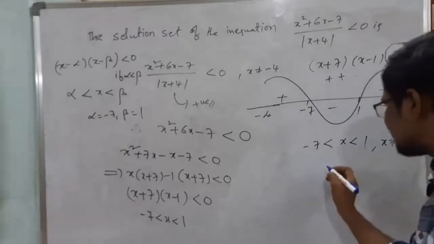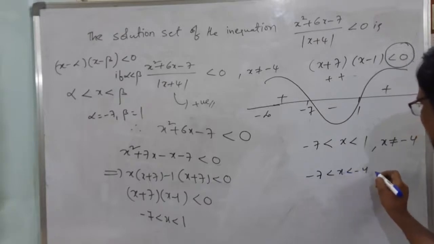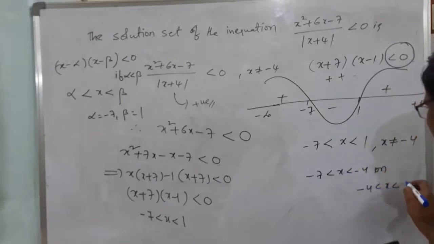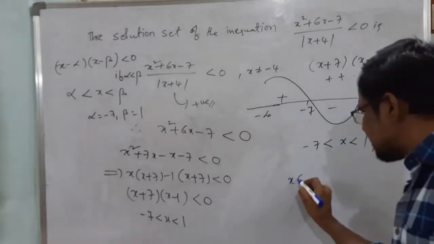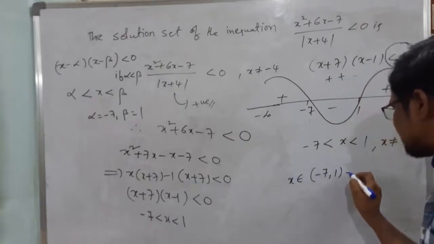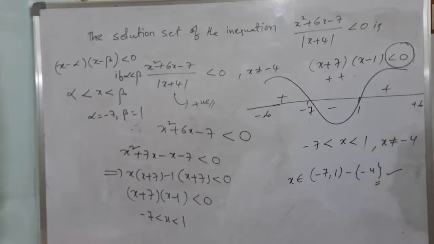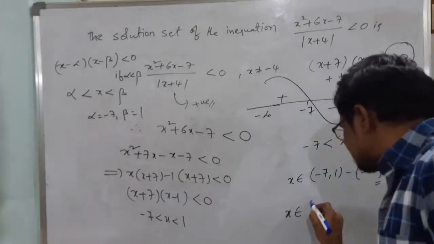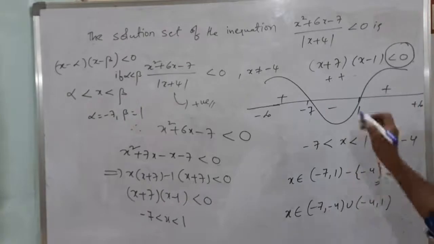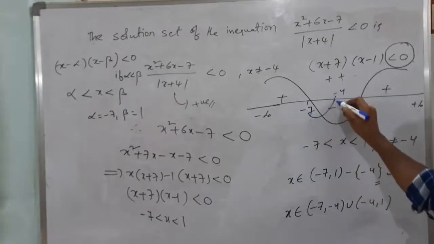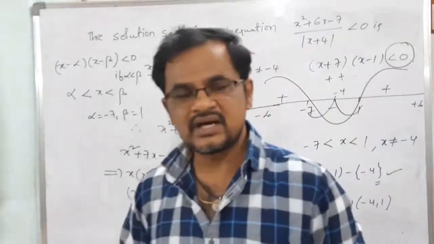Otherwise you can write like this also: minus 7 less than x less than minus 4, or minus 4 less than x less than 1. Or in terms of intervals, how to write? x belongs to the open interval minus 7 to 1 except minus 4. So this is our final answer. Otherwise, you can write in terms of intervals like this also: minus 7 to minus 4 union minus 4 to 1. So here anywhere minus 4 is excluded. Okay? So like this you have to do the problems on linear inequality.